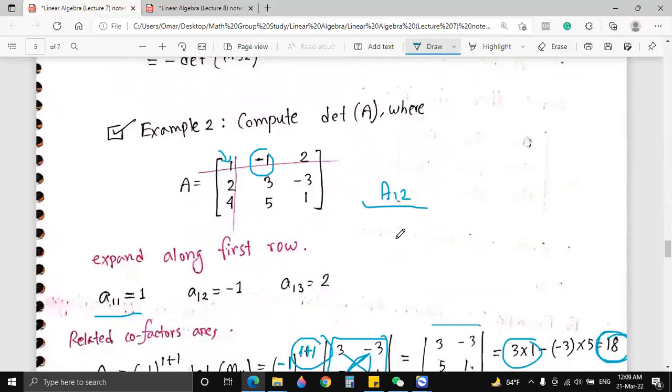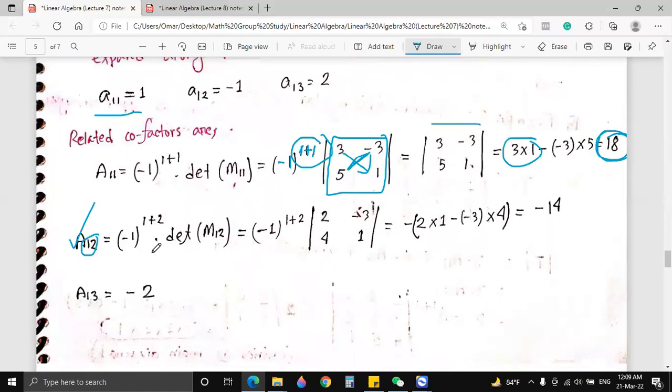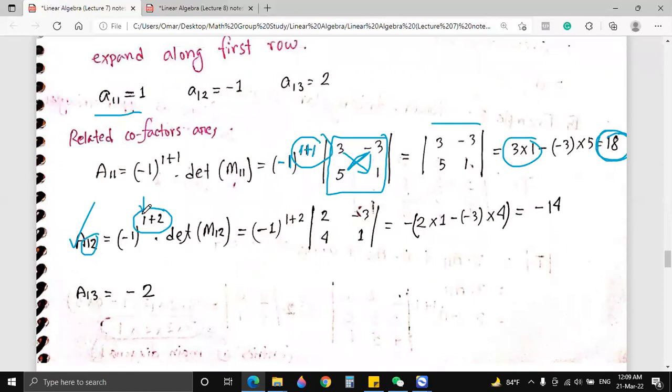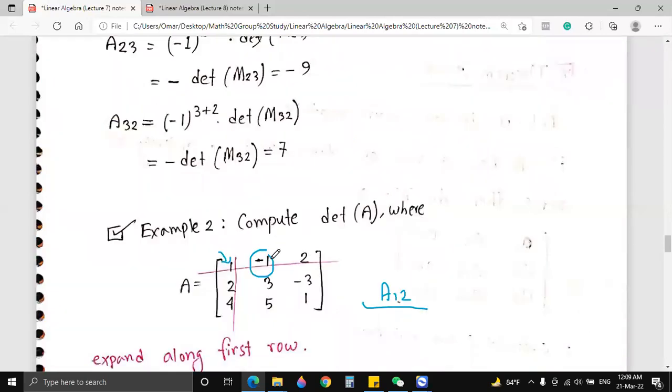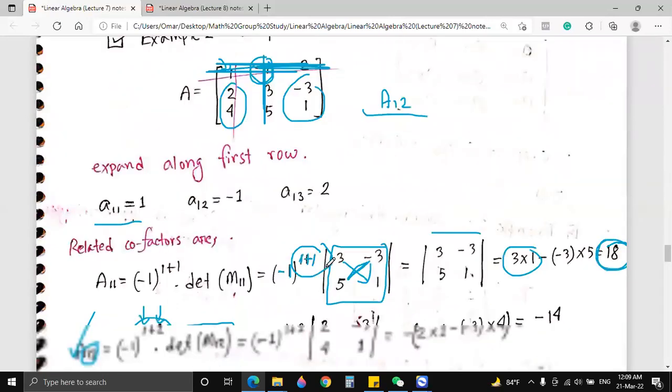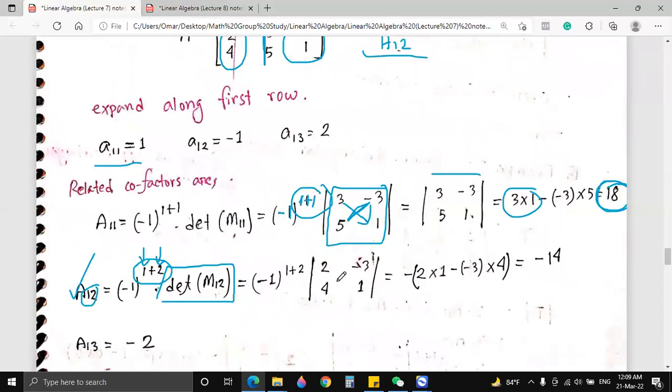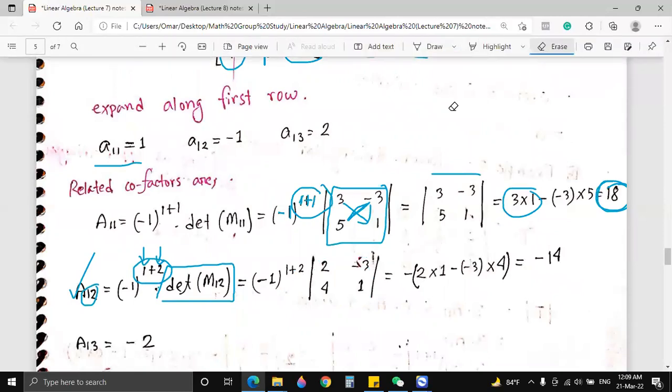Now we have to calculate the value. So we write down this way, like minus 1 to the power 1 plus 2. That means minus 1 to the power the value of row plus value of column into determinant of submatrix M12. So for this entry, we can omit this column and this row. So we are left with 2, 4, minus 3, 1. So now I do this operation, like I multiply these two numbers.